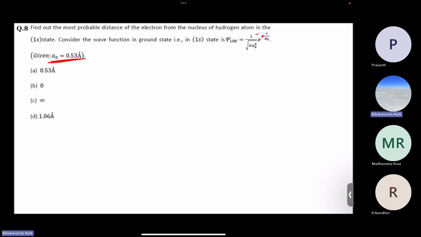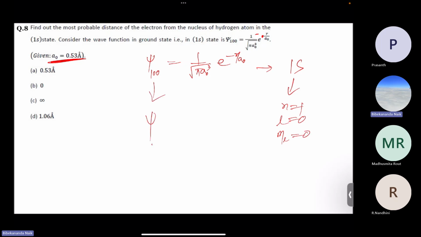So you see, the wave function given here is psi 100, which is 1 by root over pi a0 cube, e to the power minus r by a0. Because this is for the 1s state, and for 1s we know n equal to 1, l equal to 0, and for l equal to 0, m l is also 0. So this wave function represents psi n l m, this n l m is psi 100.